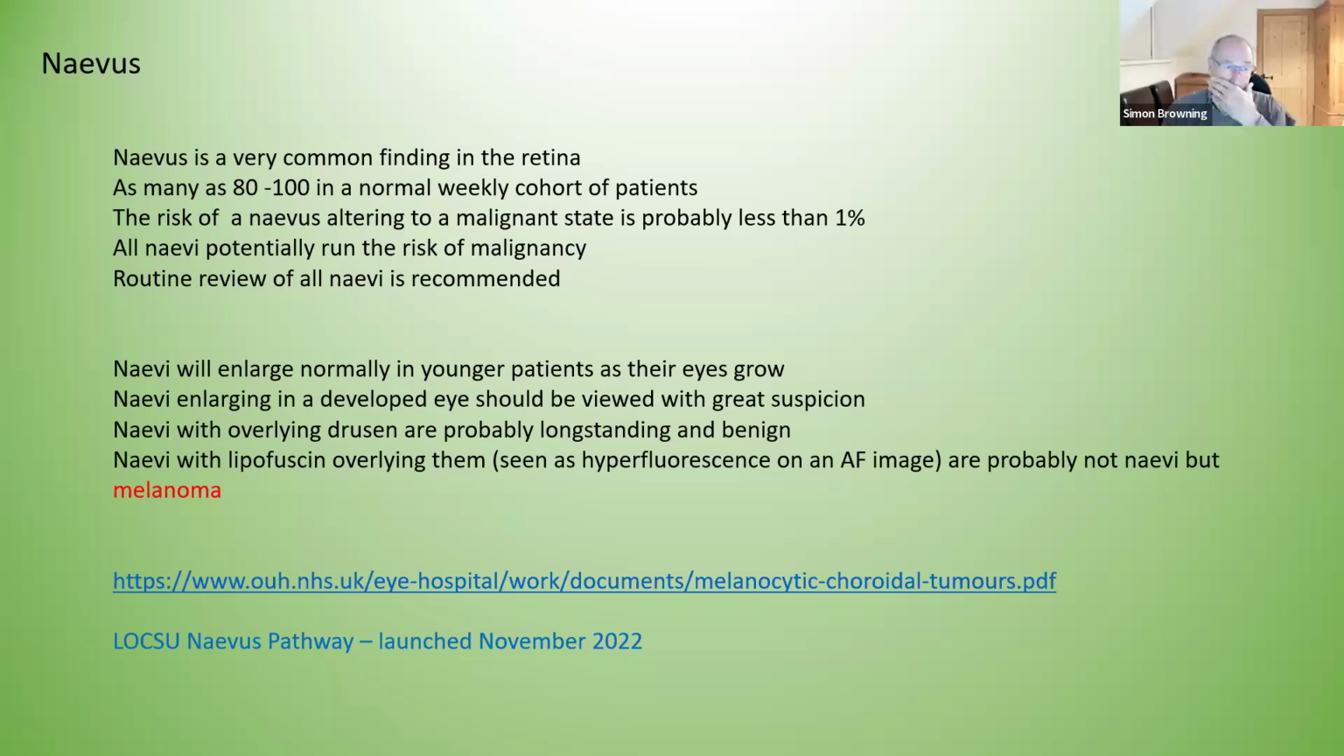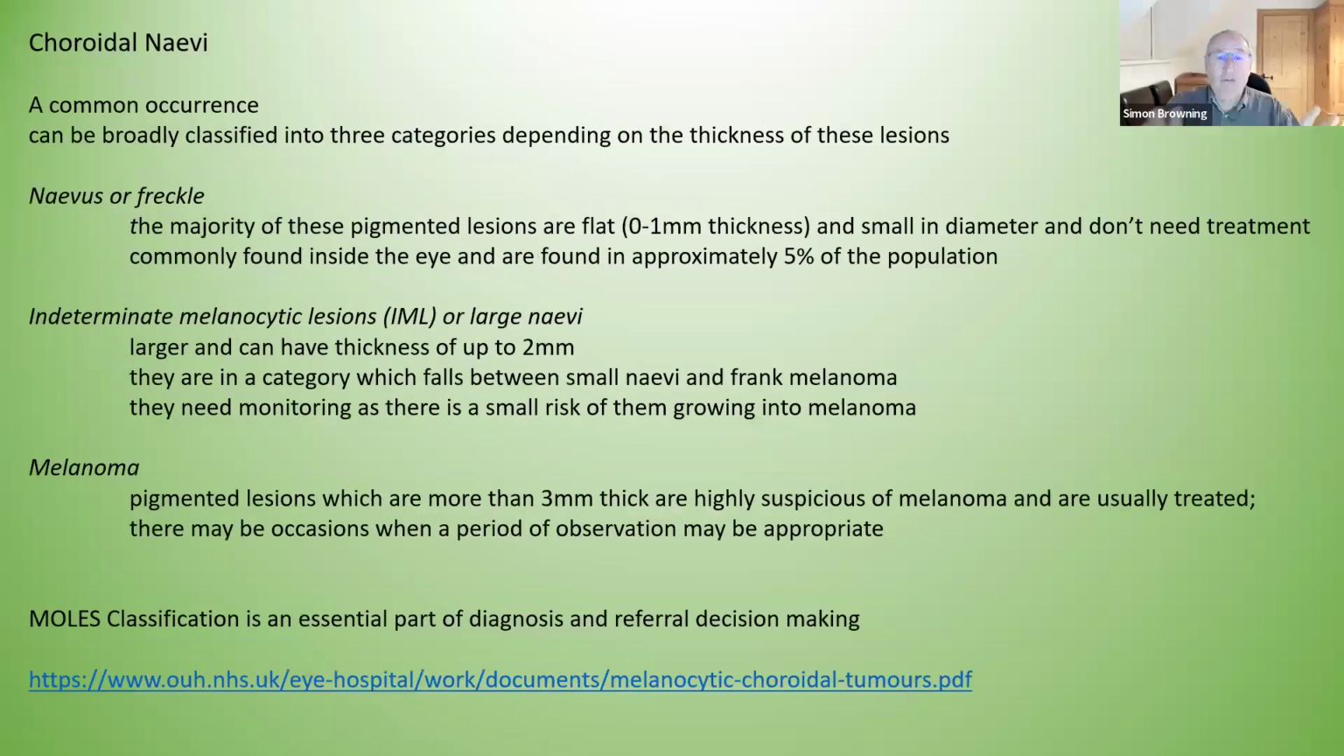So you can probably break these down into three different categories. So the classic one, which you say to a patient, well, think of it as a freckle. It's just like a freckle on your skin. It's nothing to worry about. So the freckle, the nevus, most of these are pigmented, but they're flat. They're small in diameter, and they're commonly found in the eye in approximately 5% of the population. You need to monitor them.